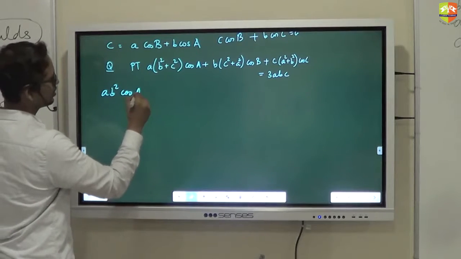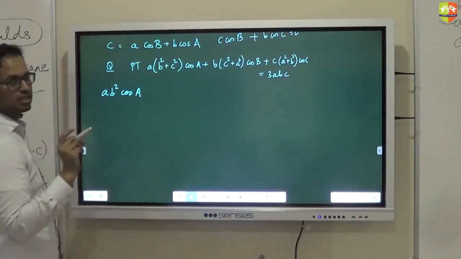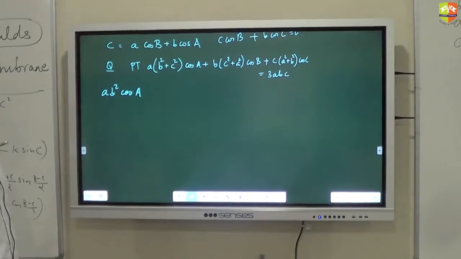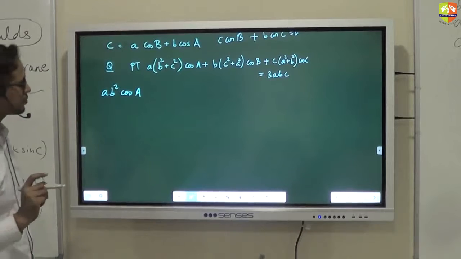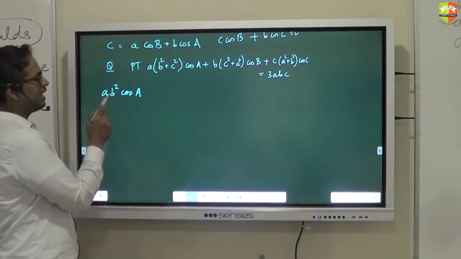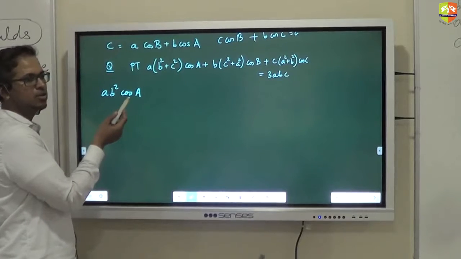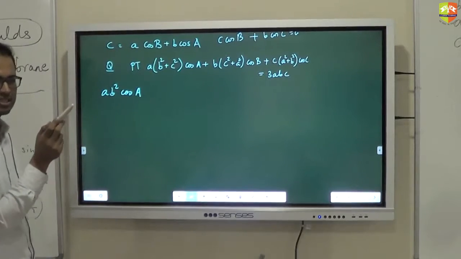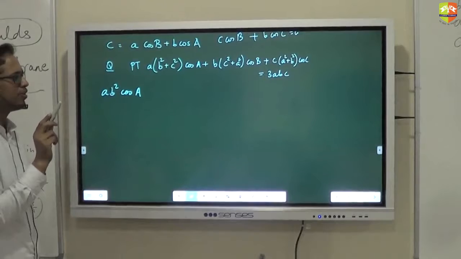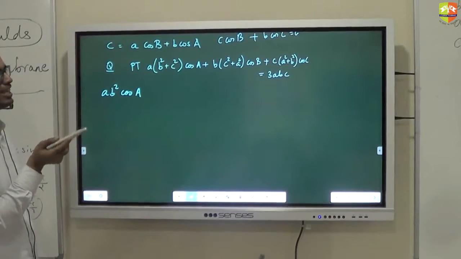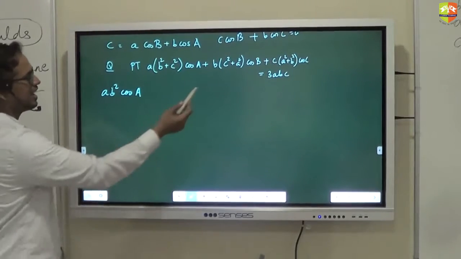square cos A. Okay. Now see here very, very carefully. I get a b square cos A. Now, if I take AB common, I'll get b cos A, correct? Yes. Now, I have to look for a simpler term which has got a square b. Yeah, I can find it.